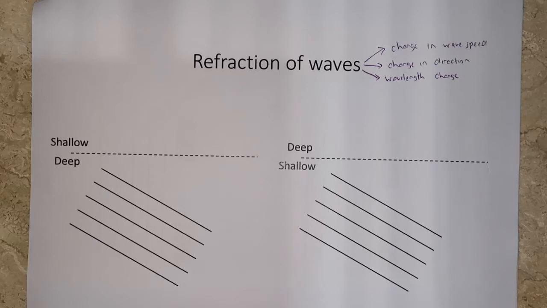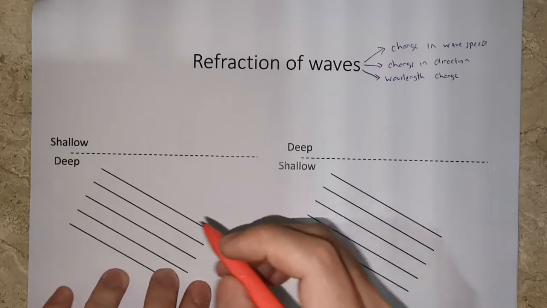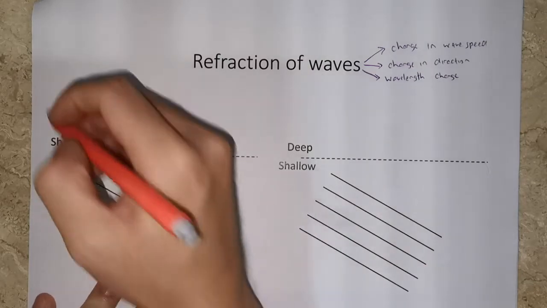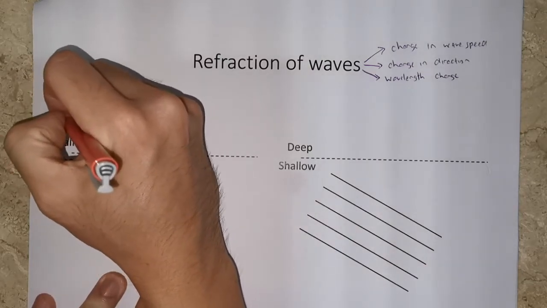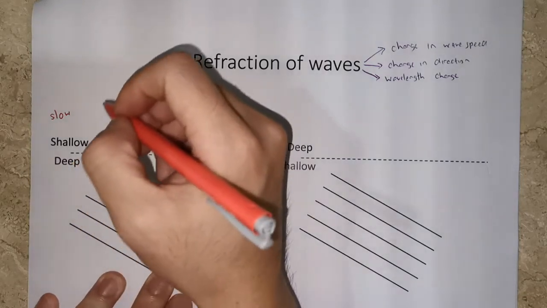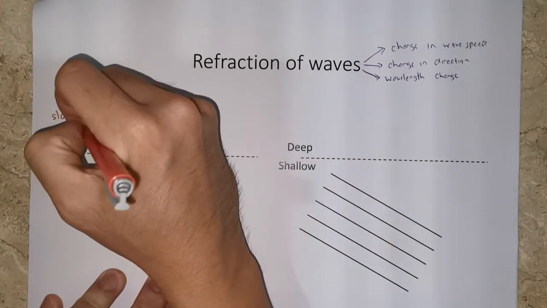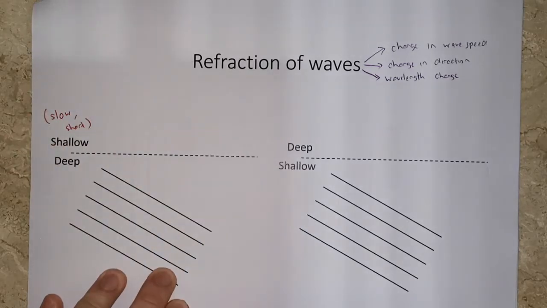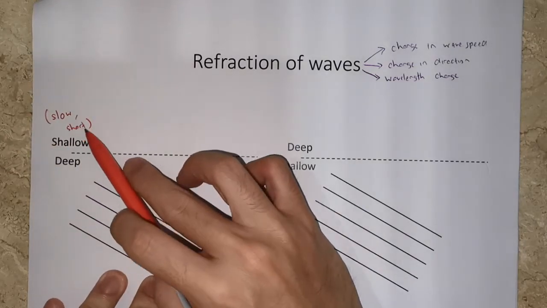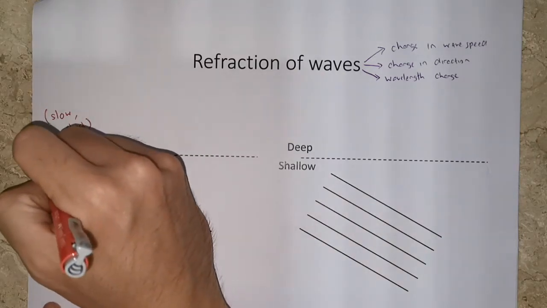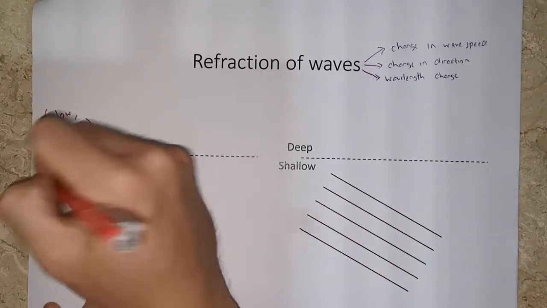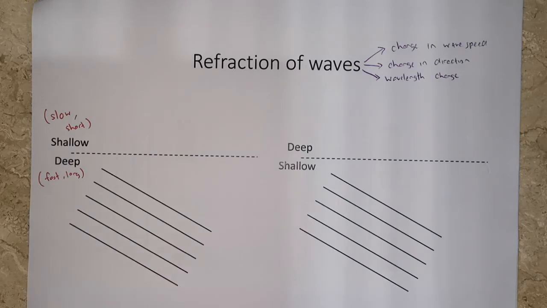Now, what does it mean when we want to draw the wavefronts when waves are undergoing refraction? We need to firstly identify whether the speed is increasing or decreasing. How I remember it is: shallow is where the wave travels slow and the wavefronts are short. Shallow means slow and short. Deep, of course, will then mean fast and long. So keep that in mind as we start drawing the wavefronts.